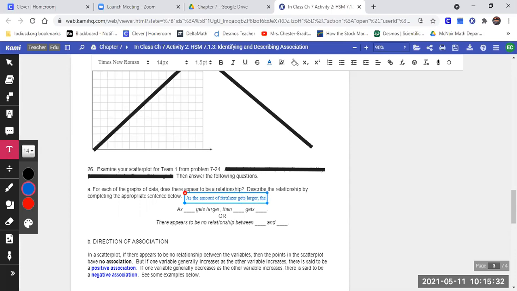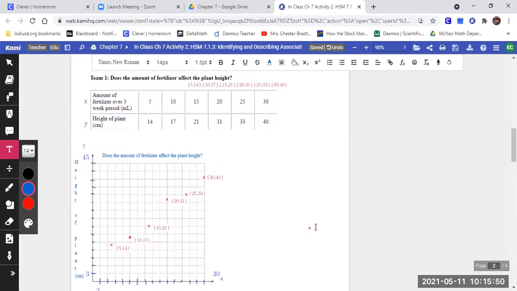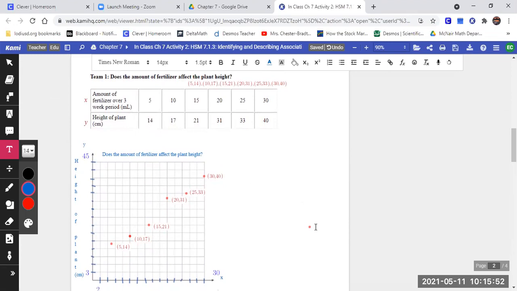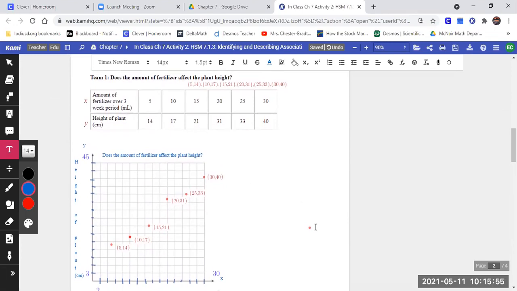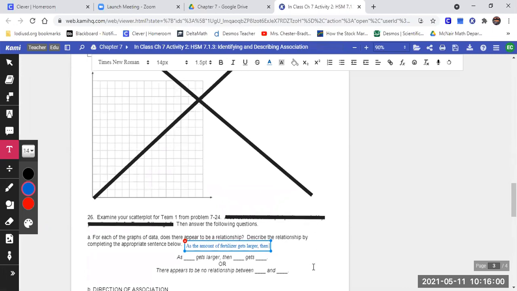What happens? Then what happens? In our situation, what was happening? Fertilizer was controlling what? What about the plant increases? Okay. So as the amount of fertilizer gets larger, then the height of the plant gets larger. Done.